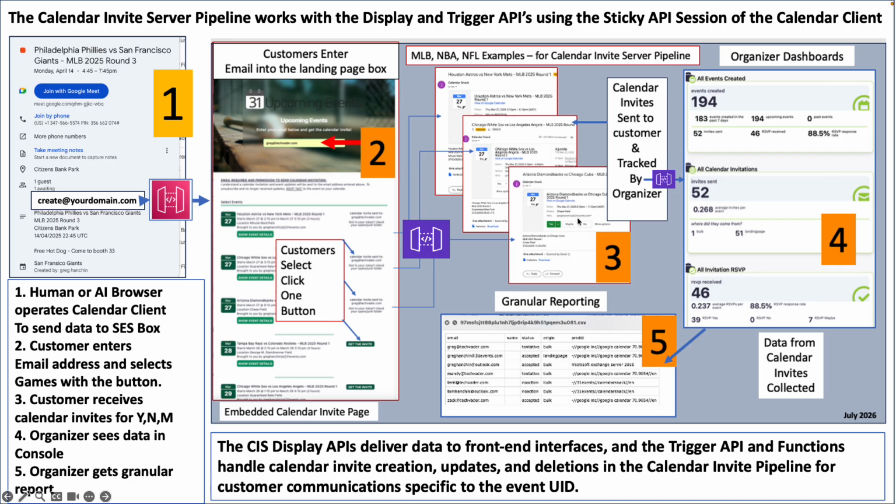And the calendar invites go out, and then we collect the data, and then the individual organizer for that dashboard for the calendar invite server can do a recall and request of everybody that actually got a calendar invite and what status they're in. And that's the end of the quick demo.